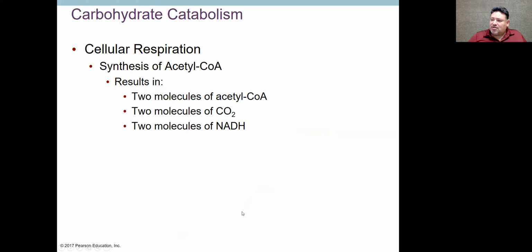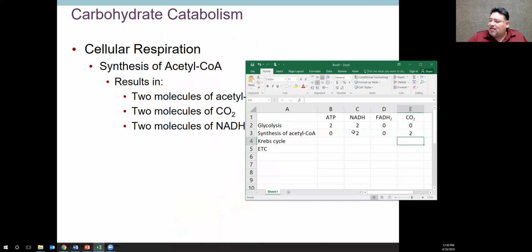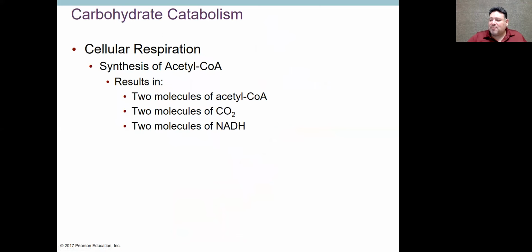Okay. So that's diagrammatically. What are we seeing per sugar? We're seeing the production of 2 acetyl-CoAs, the production of 2 CO2s, and the production of 2 NADHs. And let me remind you, here's my ATP is 0, NADH is 2, FADH is 2, and CO2 is 2. So we're keeping our accounting going. That's looking pretty good. All right, let's keep on going.